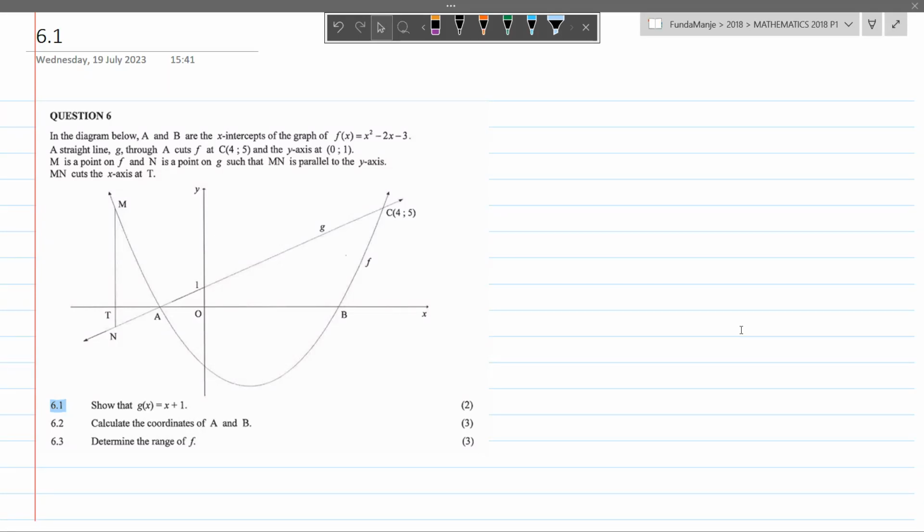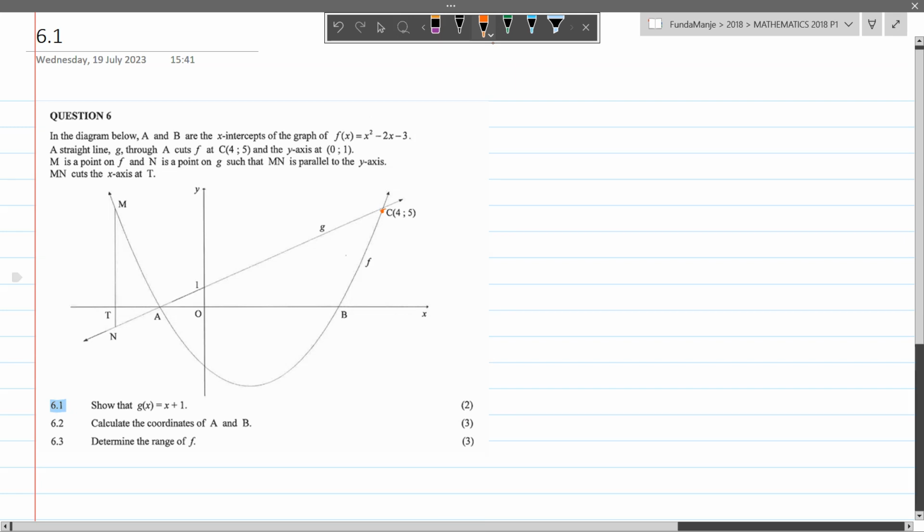Question 6 says, in the diagram below, A and B are the x-intercepts of the graph of f of x. A straight line G through A cuts f at C. So we have that point over here.